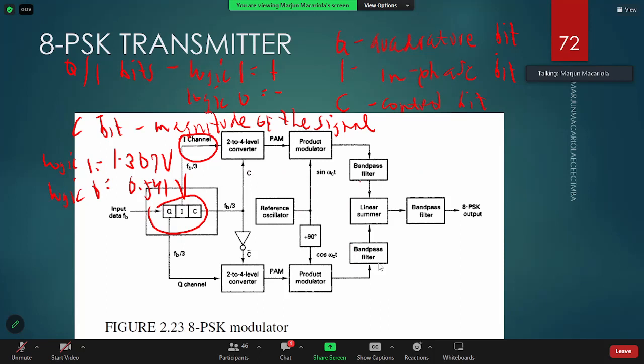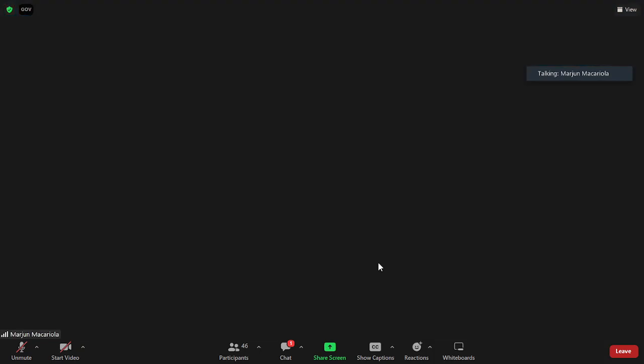Wait lang. And... Ay, sige, picturean nyo muna to. Picturean nyo. Tapos explain ko siya ng mas mabilis. I mean, mas madaling maiintindihan yung modulator. Sige, picturean nyo muna para makasabay kayo. Okay na? Napicture na? Yes po, sir. Okay. Stop share ko lamang.